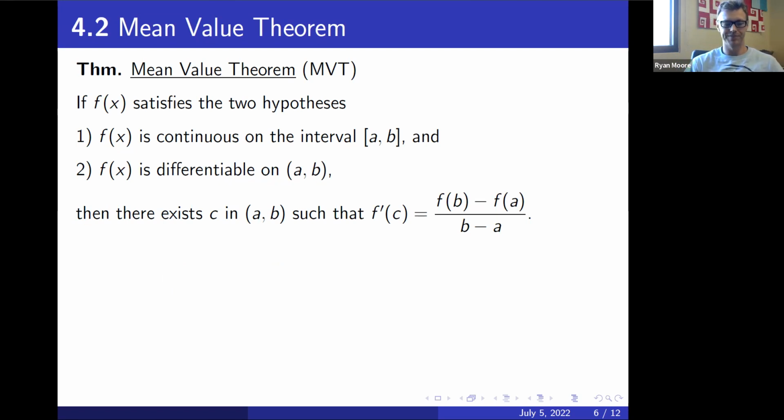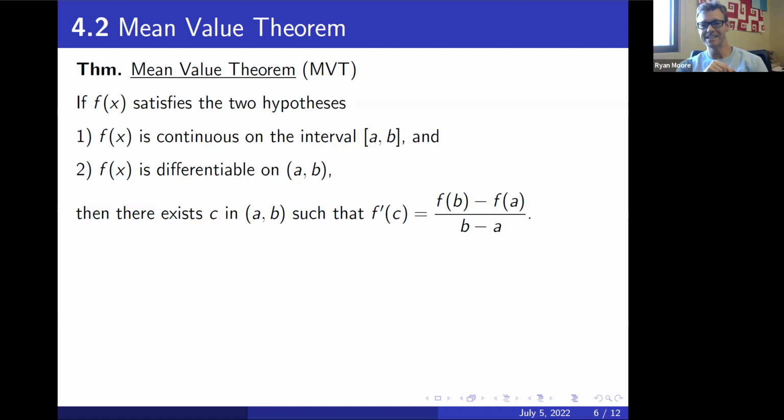So it turns out this is in a way a simpler, more general version of Rolle's theorem. If f of x satisfies the two hypotheses, so we're trimming it down. We're only going to keep the first two hypotheses from Rolle's theorem. Number one, that f of x is continuous on the interval a to b. And number two, that f of x is differentiable on that interval from a to b. If just those two are satisfied, we can still make a conclusion.